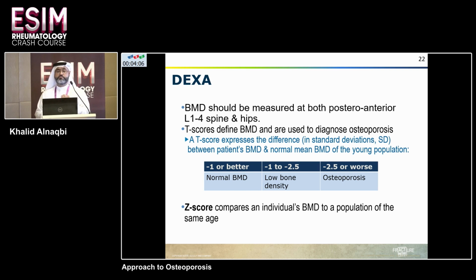BMD should be measured at both PA, posterior-anterior, L1 to L4 spine. Many times the technician does L2 to L4. Please just call and yell. L1 to L4, period. You need to give me L1 to L4, and you need hips, and there should be proper exposure, not rotation, because wrong readings give you a wrong impression. That's what happens to many physicians who are not expert in reading DEXA.